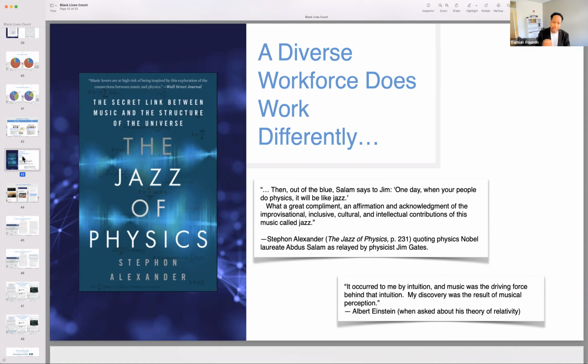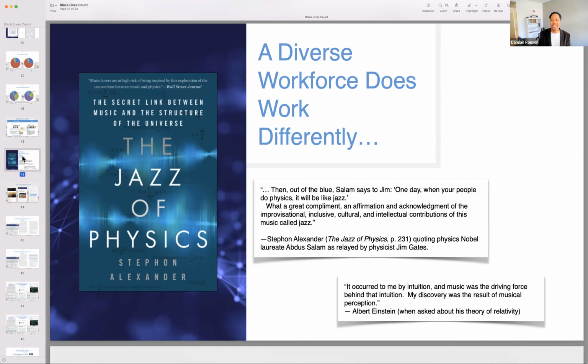But this flips it on its head. This is about the jazz of physics. It's about the fact that he's African-American, he plays jazz music, and his music inspires his physics. He goes to jam sessions and works through physics theories inspired by what he's hearing.